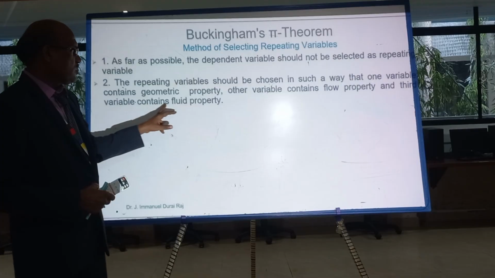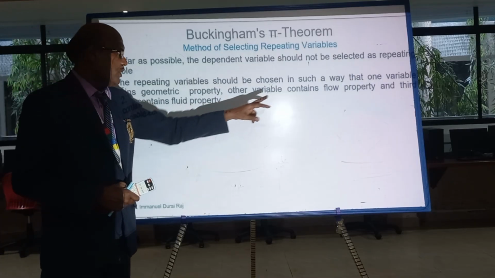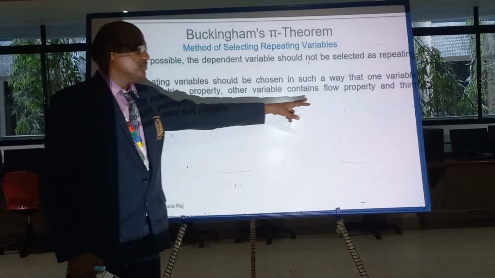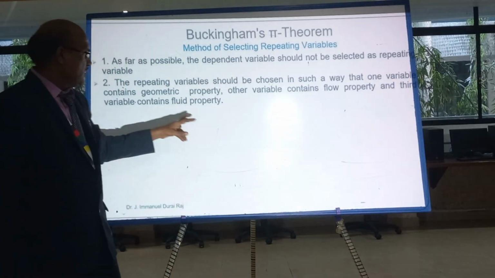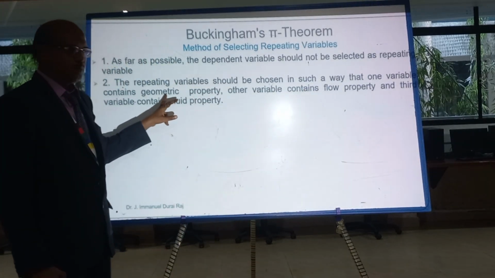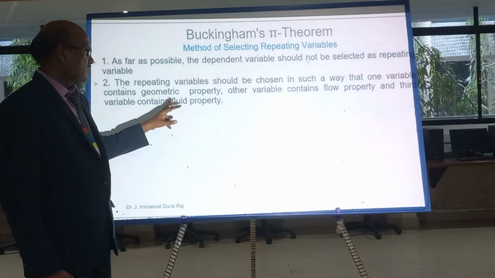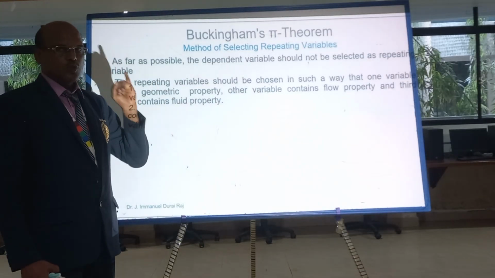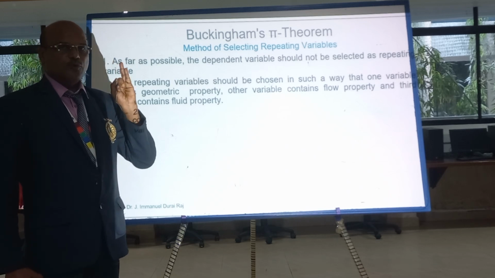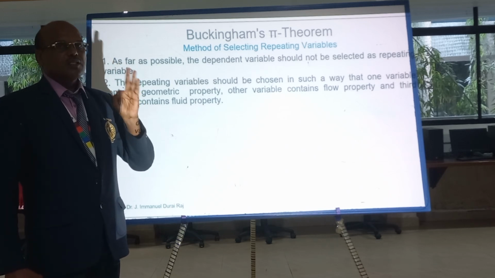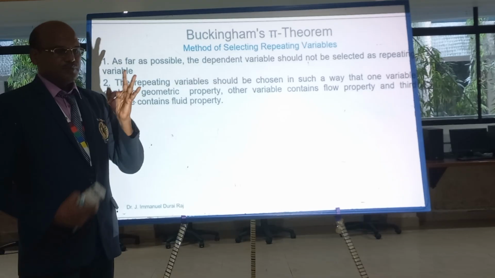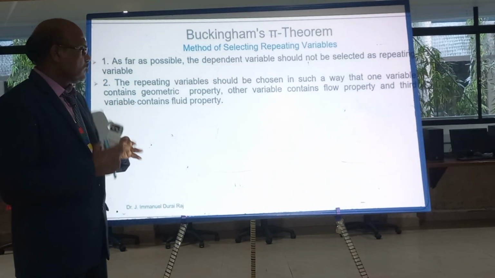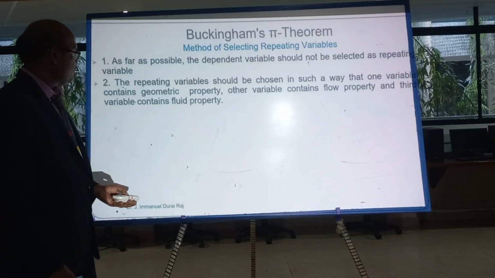So flow property means velocity, and fluid property means density, viscosity and kinematic viscosity, like this. So you are going to select 3: one should contain geometry, another flow property, and the third fluid property. So geometry, flow and fluid. These are all the second condition.